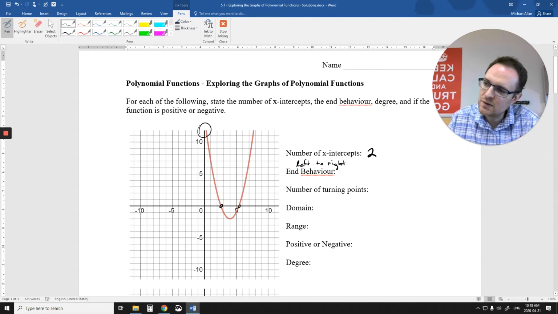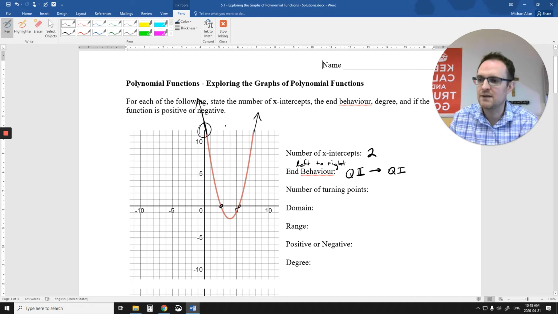So where does the left part of the graph start? It doesn't actually start in the first quadrant. If you were to extrapolate this back, it starts off in the other quadrant over here. So that starts off in quadrant 2, and then it would run off into quadrant 1. So that's where the end is. You can see it dips down into quadrant 4 down at the bottom, but we're just worried about where the ends of these two graphs are.